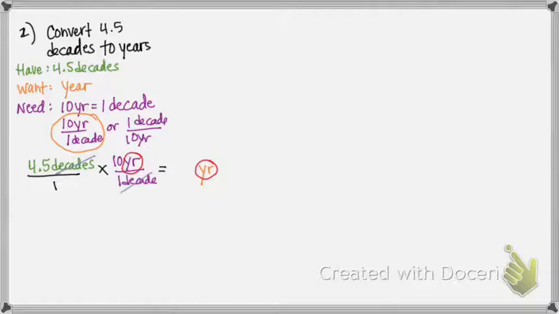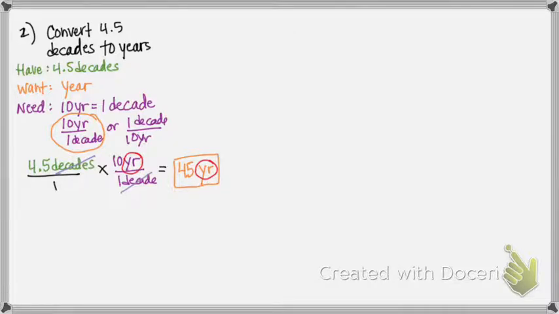So decades and decades cancel out. So I just multiply 4.5 times 10. That's going to move the decimal point over 1 spot. And I'm going to get 45 years as my answer. Okay, let's try another one.